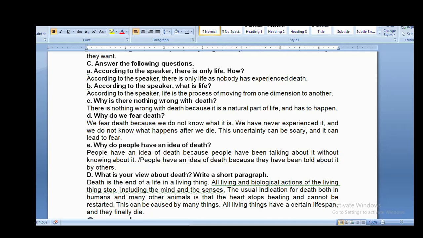What is your view about death? Write a short paragraph. Death is the end of a life in a living thing. All living and biological actions of the living things stop, including the mind and the senses. The usual indication for death, both in humans and many other animals, is that the heart stops beating and cannot be restarted once died. This can be caused by many things. All living things have a certain lifespan, life period, and they ultimately and finally die one day.